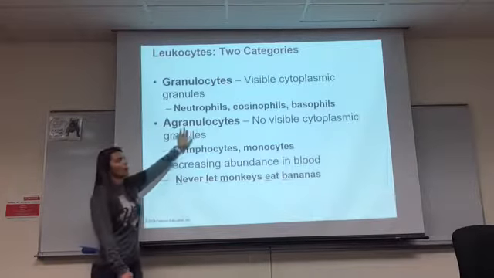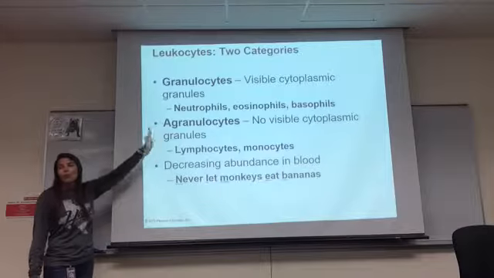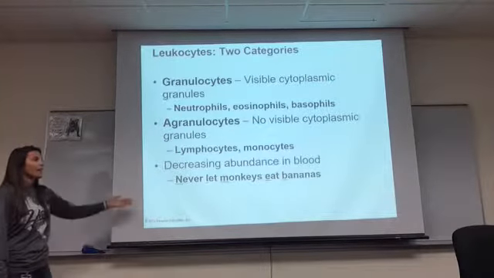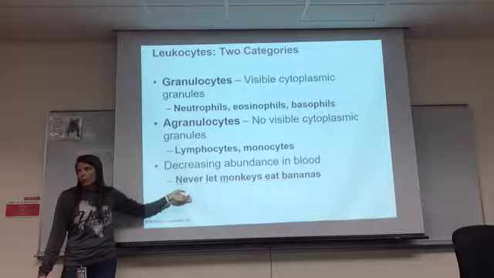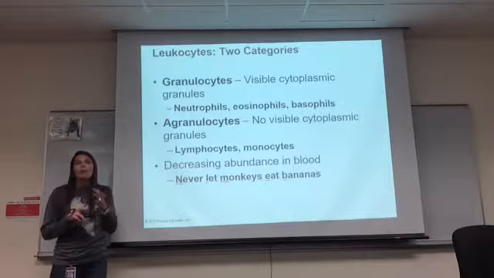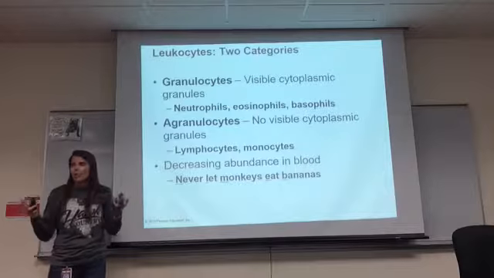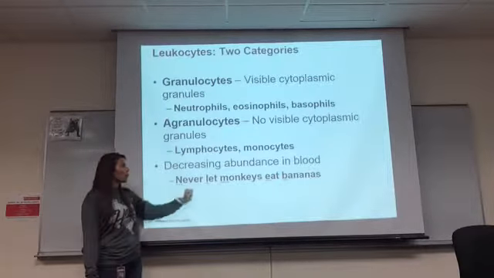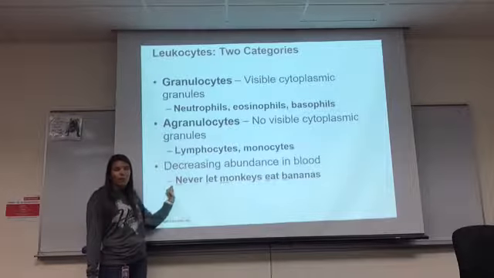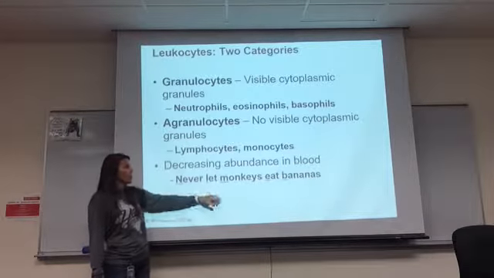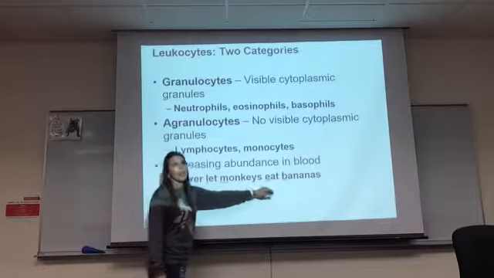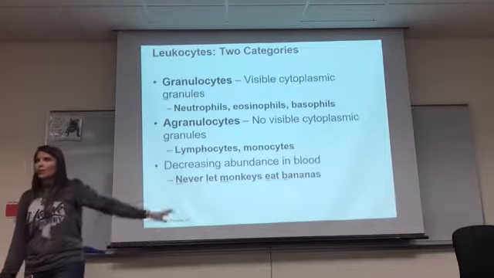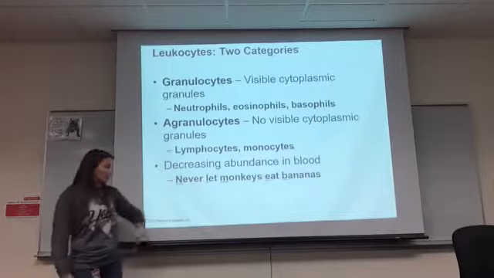Lymphocytes and monocytes are agranulocytes. So 5 total types, and this shows you which category they fall into. Here is a mnemonic device, a memory tool, that helps you remember the order of abundance, which you have the most of. Never let monkeys eat bananas. Neutrophils, lymphocytes, so you have the most neutrophils, then lymphocytes, then monocytes, eosinophils, and basophils. So in decreasing order, here's the most abundant to the least abundant.